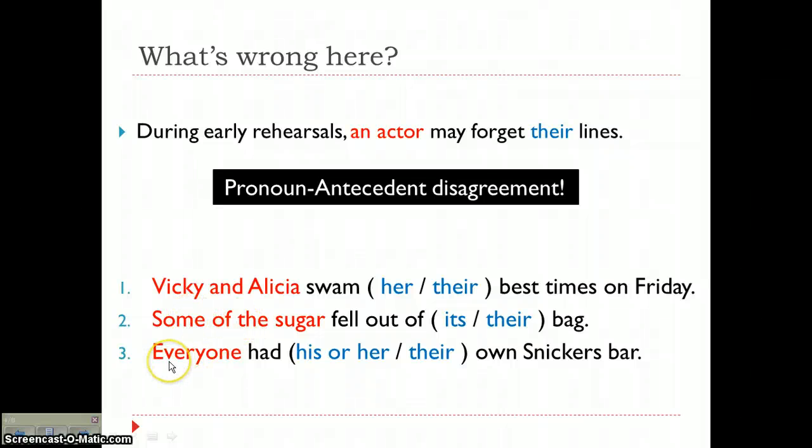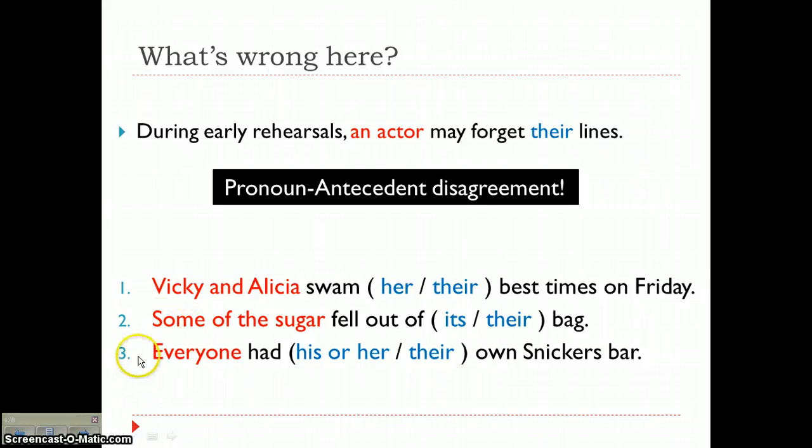The third one's tricky as well, but I think if you said it out loud, you'd understand it too. Everyone had his or her Snickers bar, or everyone had their own Snickers bar. Technically, everyone is singular because it's talking not about the group, but every single one. Think of it as 2 different words. Every single one person had his or her own Snickers bar. Okay? And then if you knew that everyone in the group was male, you'd say everyone had his own Snickers bar.